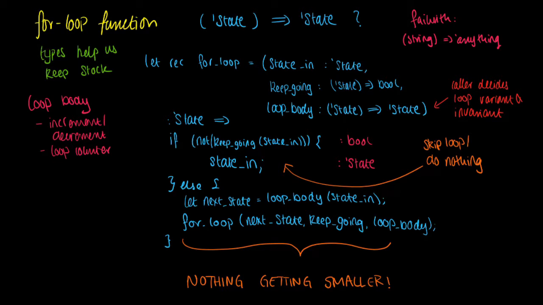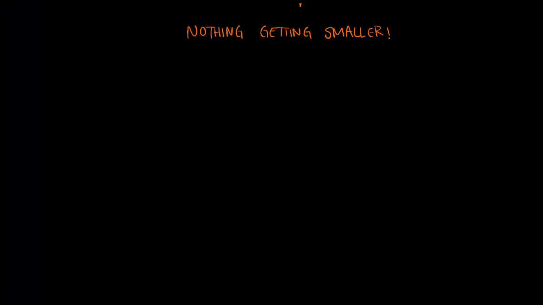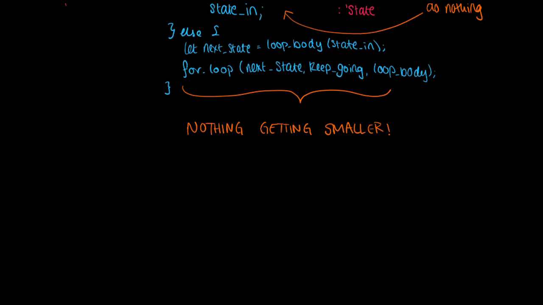We can tidy this up in a few steps. First, instead of declaring a value next state, we can just inline its value into the argument. Then we notice that keep going and loop body don't change throughout the for loop, so we can nest a function on the inside that does the looping, whose argument is the only thing that ever changes, state in. Lastly, we can remove the type annotations.